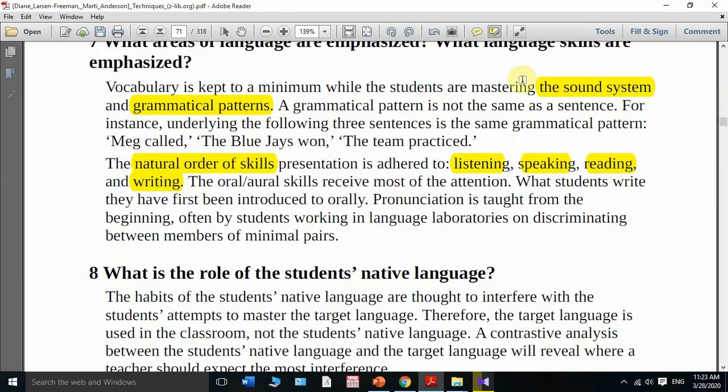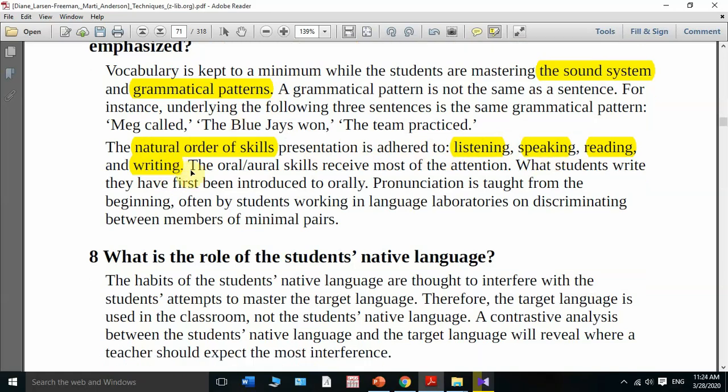So in the audiolingual method, the skills are followed as they are in their natural order: listening, speaking, reading, and then writing. The oral skills receive most of the attention, so they hear and say. What the students write, they have first been introduced to orally. Whatever they write, they have first orally practiced and learned. Pronunciation is taught from the beginning, so that's important.